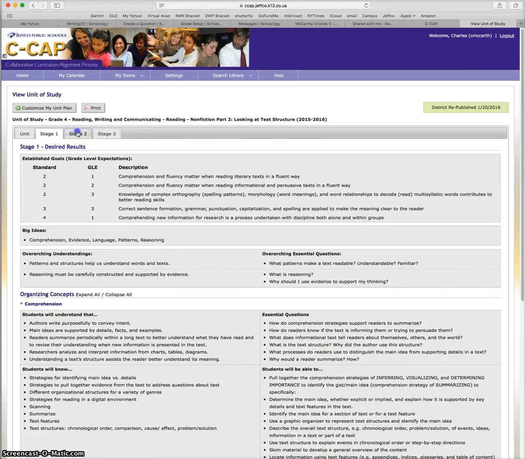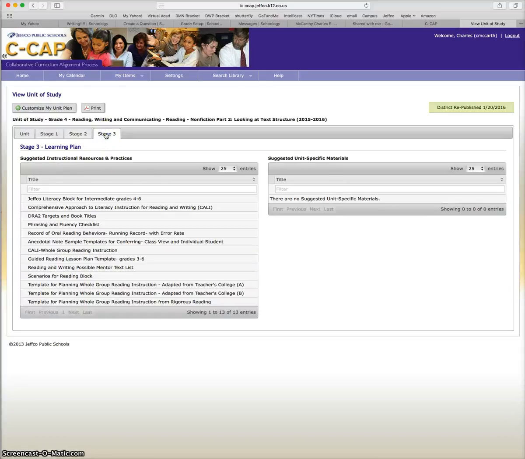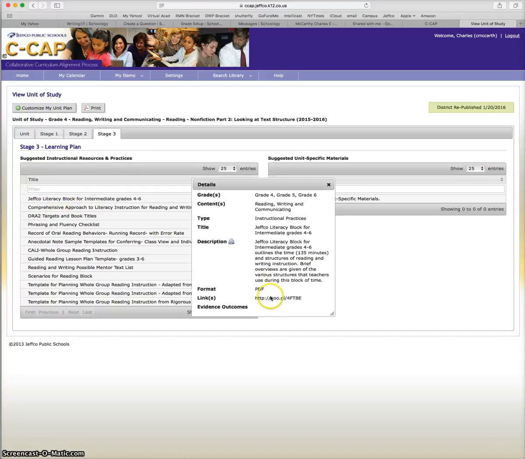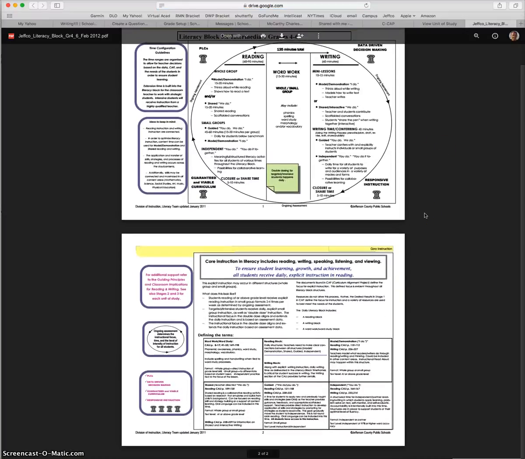In stage 2, this one, I have no idea what's going on here. Like in math, this one has a lot more performance tasks, that kind of thing. Language arts, they didn't bother putting anything in it. Stage 3, these are the resources that are suggested. Some of them are ones that you have to buy, and some of them are district created. Each one of these, when we click on them, you get a Google link, and then once you get into Google, you get some kind of PDF which you can use.